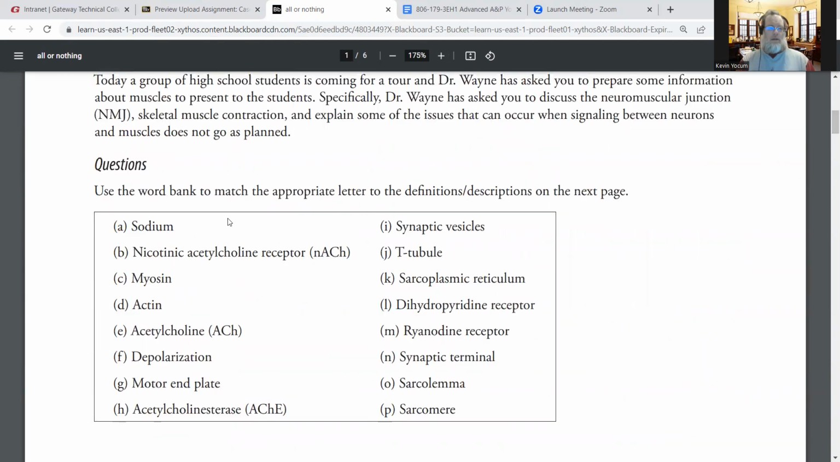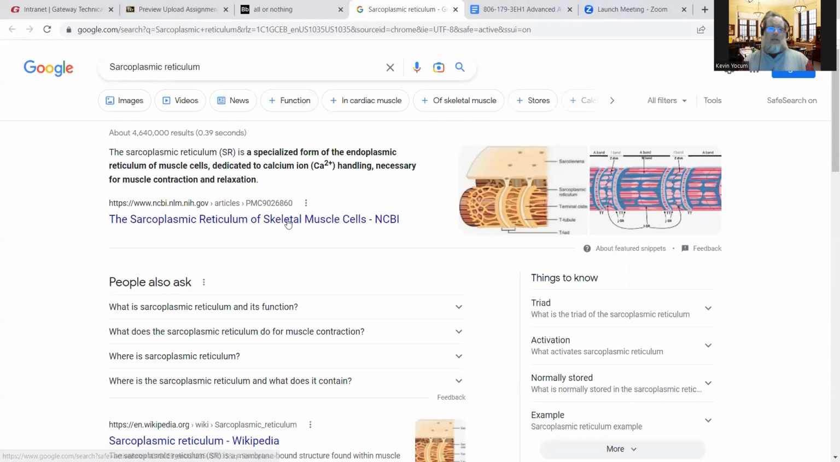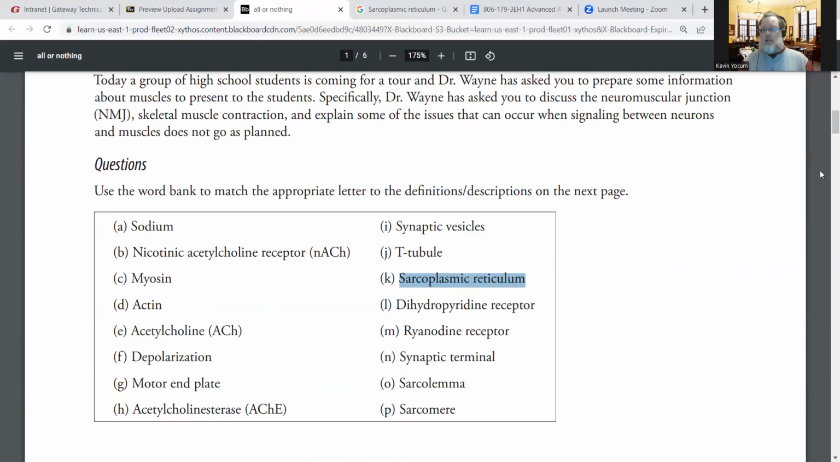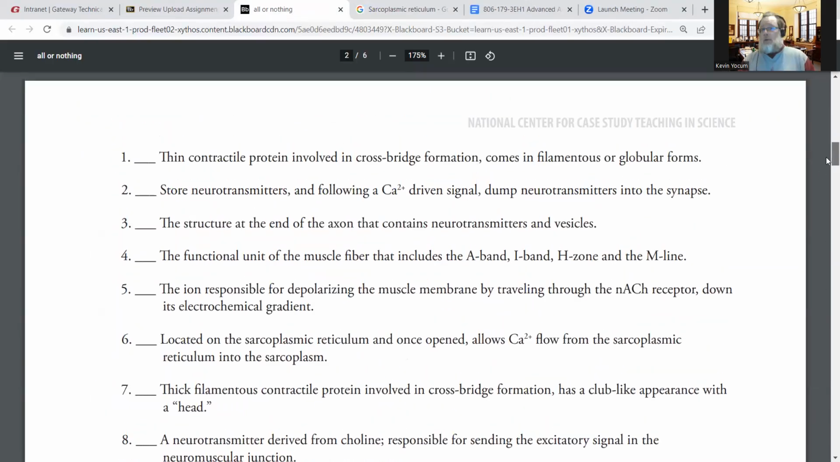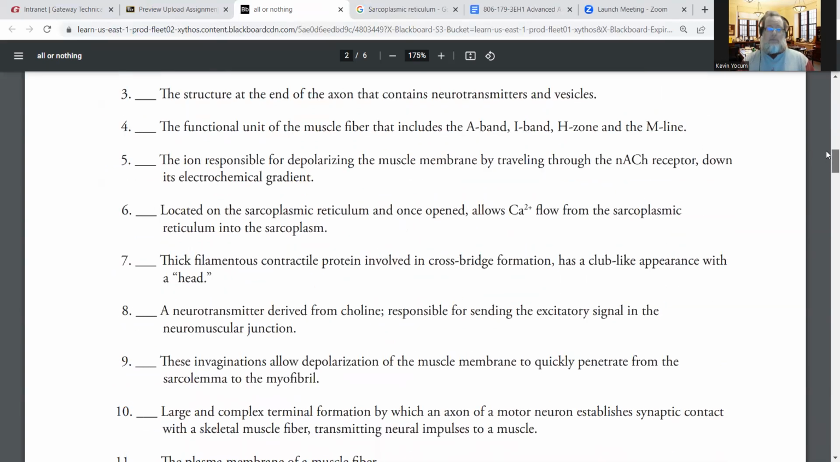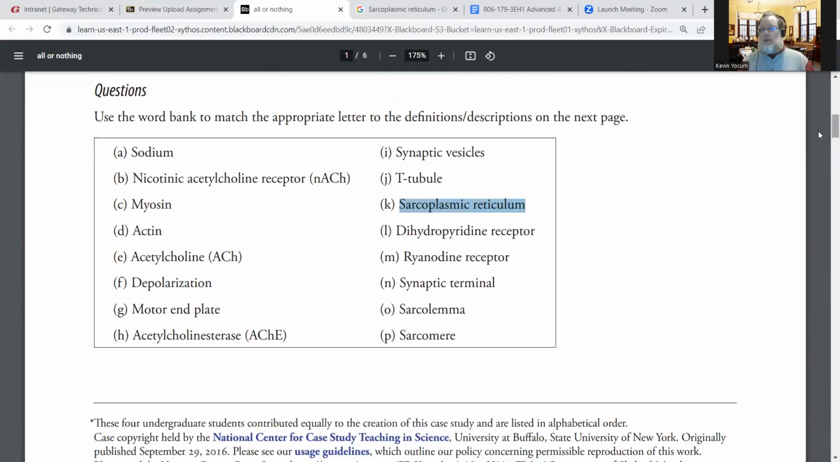Again, you can highlight, well, sodium will give you a whole bunch of options, but let's do sarcoplasmic reticulum. You can highlight it, right click, and then hit search Google for sarcoplasmic reticulum. It'll give you a definition, and then you can match that up. Or you may remember some of these items and be able to do them from memory. So anyway, take your time on that if you haven't already.